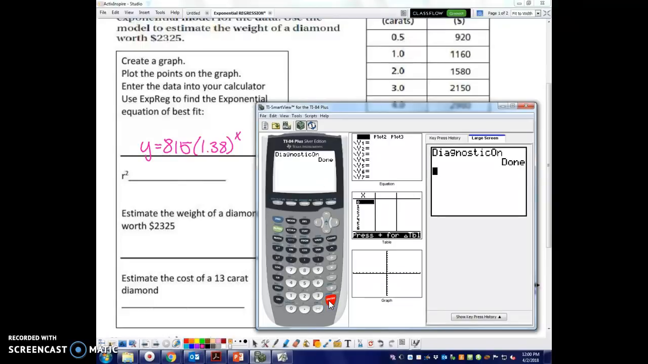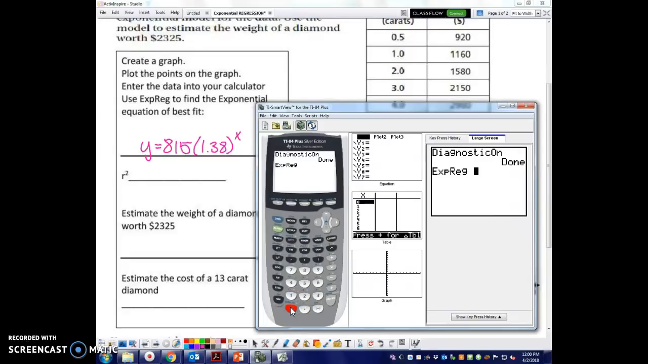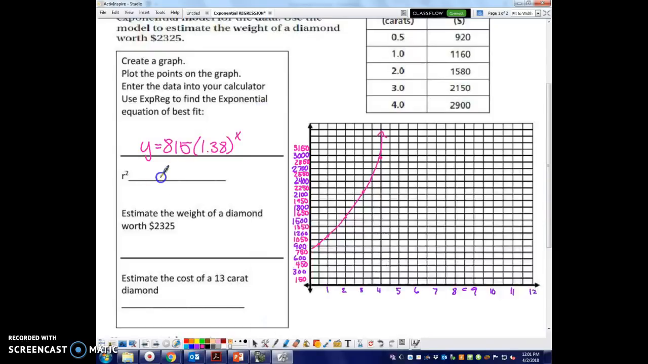Enter. Now we do it again. Stat, over to calc, and it was 0, right? Enter. R squared is 0.996, right? So is this a strong correlation? Yes, because it's close to 1. So it's a very strong correlation.